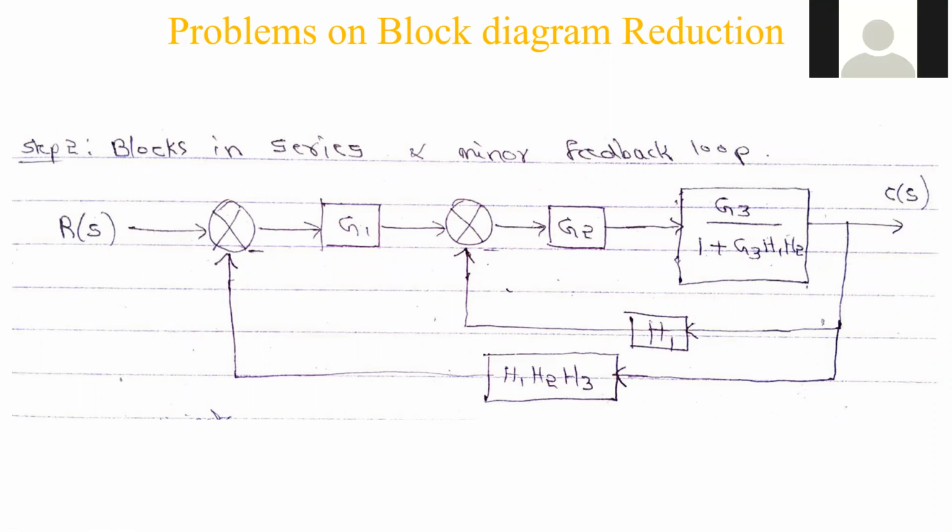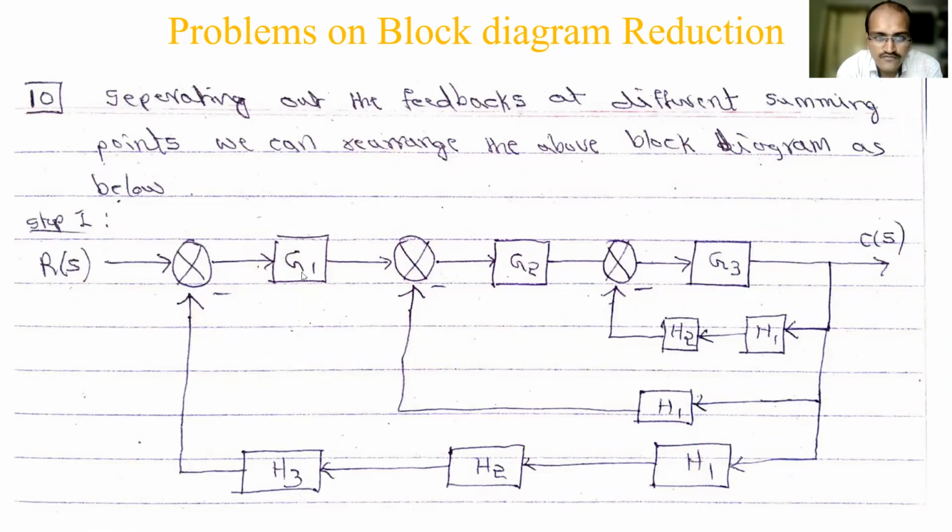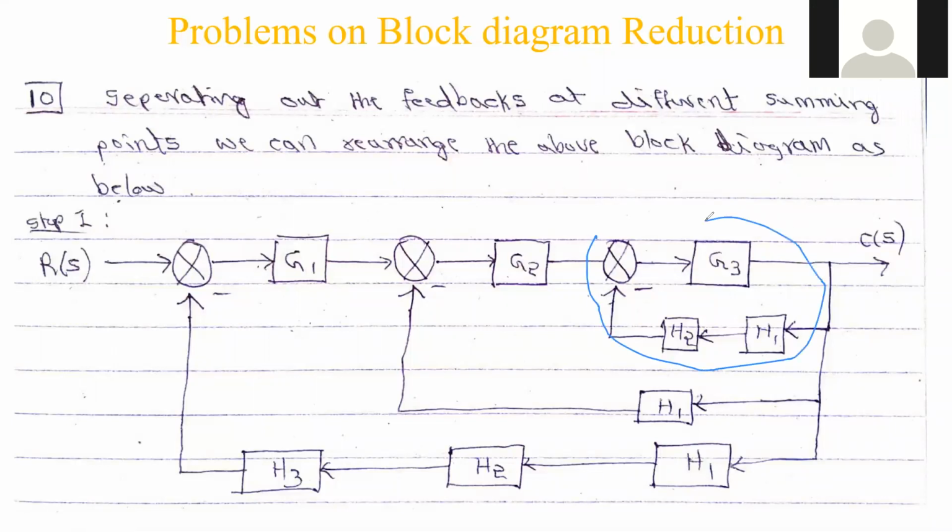Similarly, can we do it for G1 also? Directly we could not do it. G1 divided by G1 H3 H2 H1, that plus? No. Minor feedback loop means what? Inner loop. First you need to solve the smallest inside loop. You should have a single one.